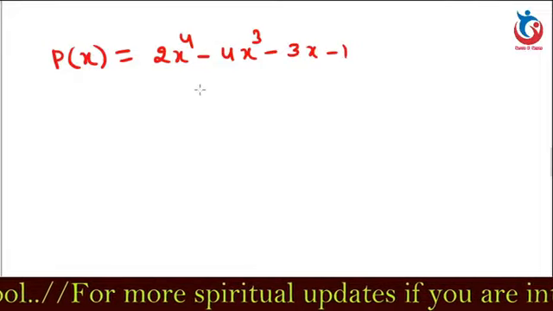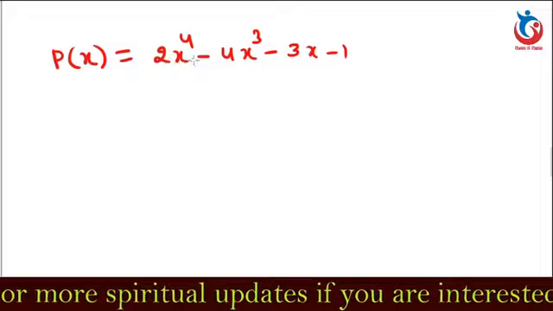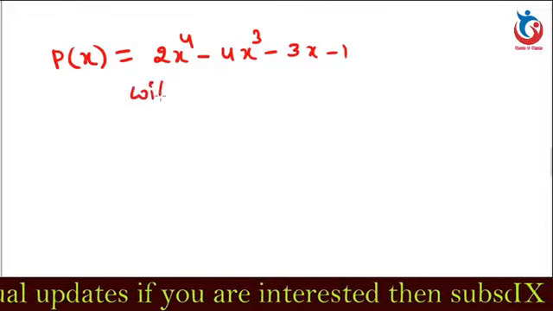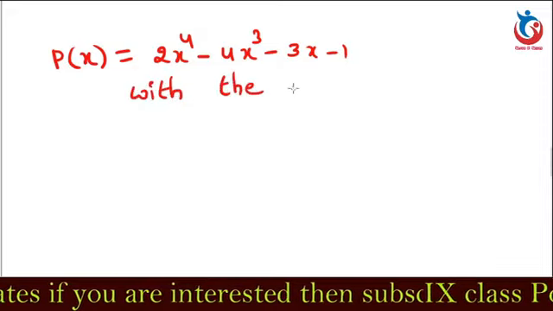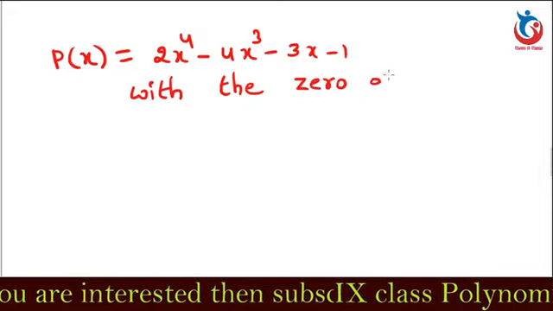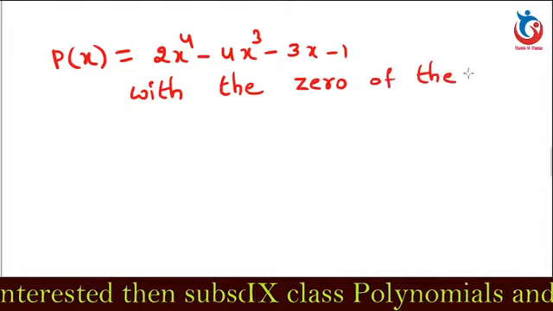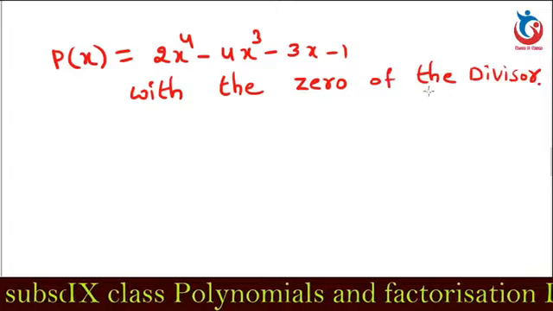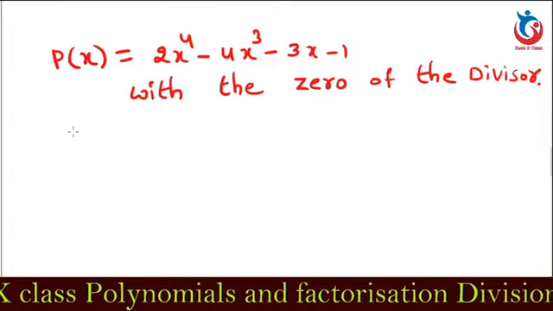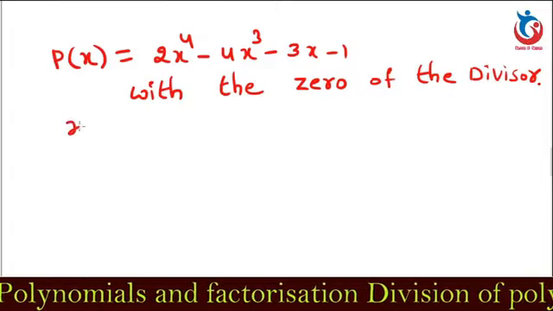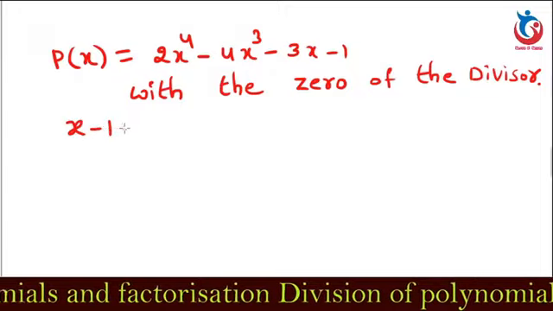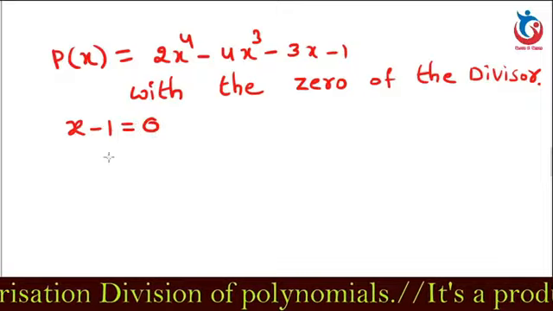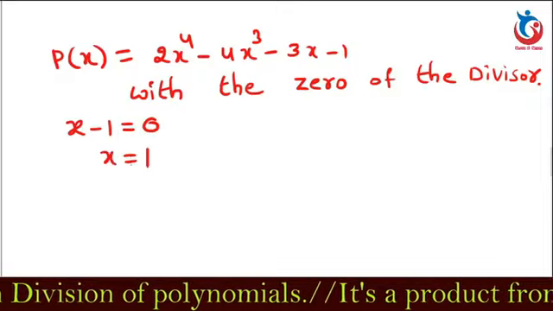So here we have to verify this 2x power 4 minus 4x cube minus 3x minus 1 with the zero of the divisor. This is given in the question itself. And we have to compare the remainders only, not the quotients. So for this, what should we do? Take x minus 1, it is the divisor. For this divisor, we have to find the zeros. So x minus 1 is equal to 0, x is equal to 1.